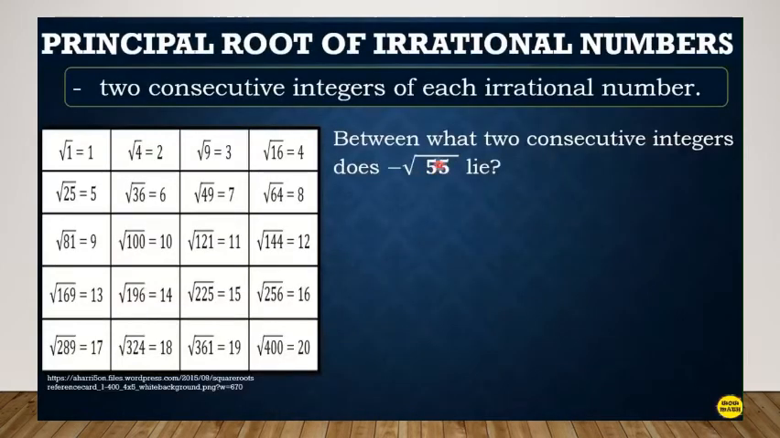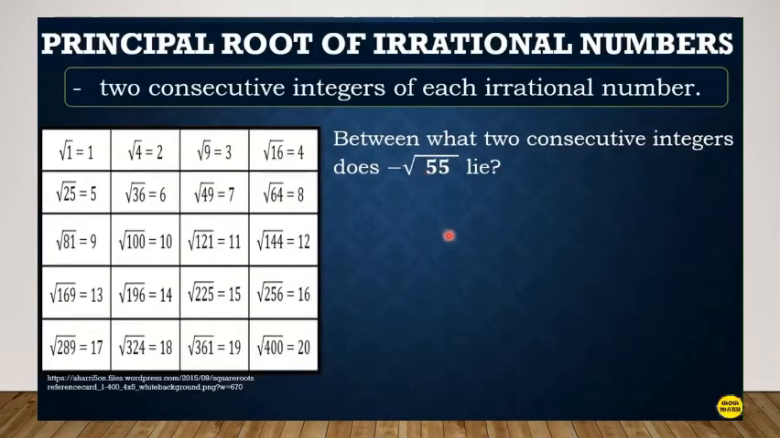So, I have here between what two consecutive integers does negative square root of 55 lie? So, ito, ang negative niya ay nasa labas. Okay? So, ang imposible ay yung nandito kapag ang negative mo ay nandito sa loob. So, that is imaginary. So, wala po tayong ganun na yung negative rather, nasa loob ng square root natin. Kasi we do not have square root of negative 55. Okay? Wala po tayong square root of negative 55.